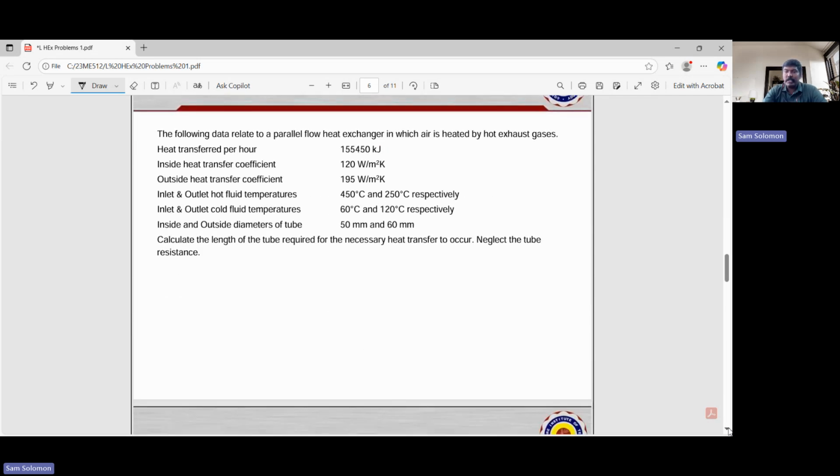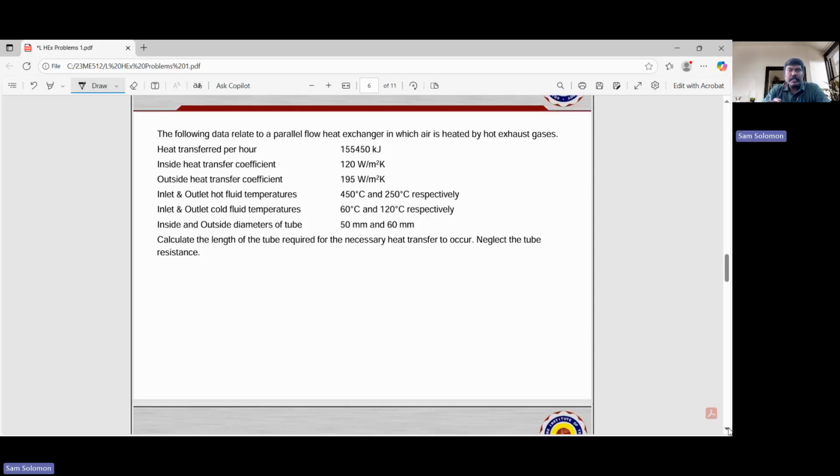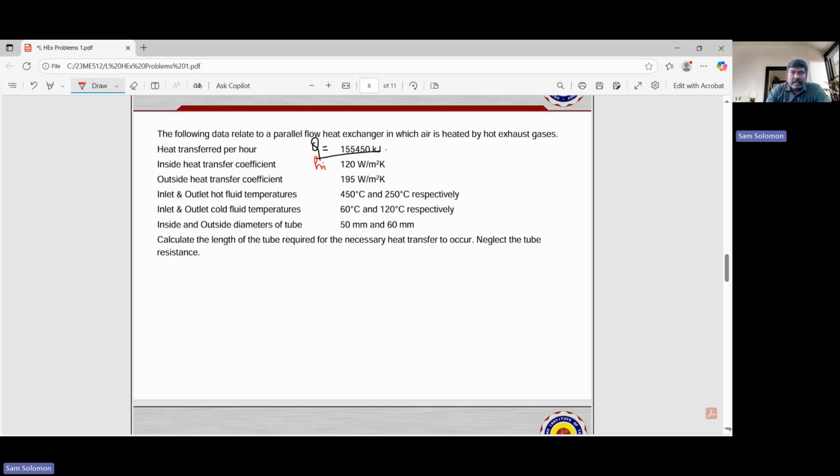The problem number 3 is almost the same as your problem number 2. Once again, it refers to a parallel flow heat exchanger. So heat transferred per hour, Q, is given to you directly. Inside heat transfer coefficient is going to be Hi. Outside heat transfer coefficient is Ho. The inlet and outlet temperatures: 450 is Thi, 250 is Tho. Tci is 60 and Tco is 120.